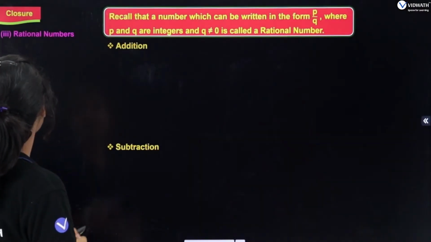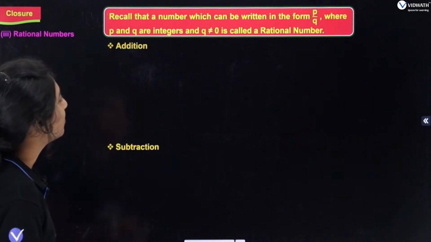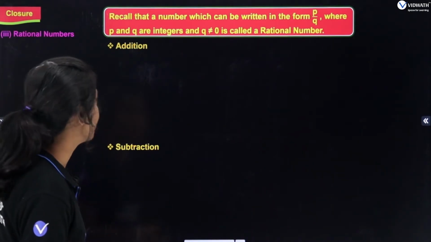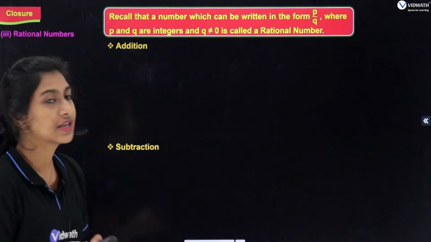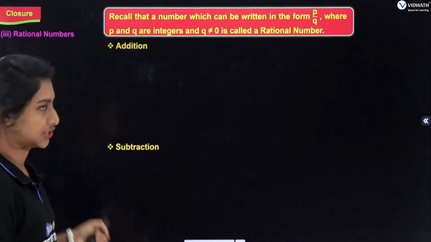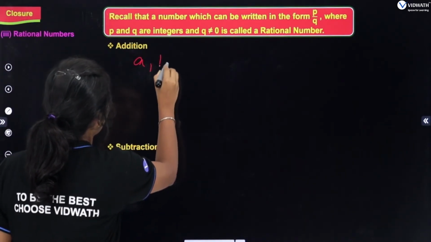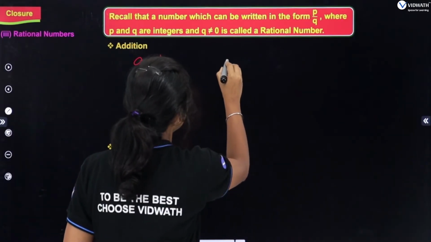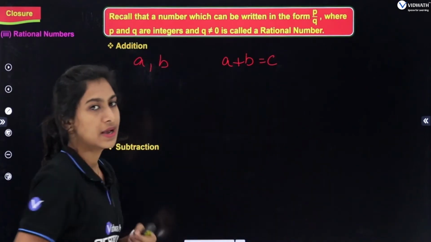Next, we will see the closure properties of rational numbers. Before that, we will recall that a number which can be written in the form p by q, where p and q are integers and q is not equal to 0, is called a rational number. We will see the closure under addition of rational numbers. If a and b are any two rational numbers, then a plus b is equal to c is also a rational number.